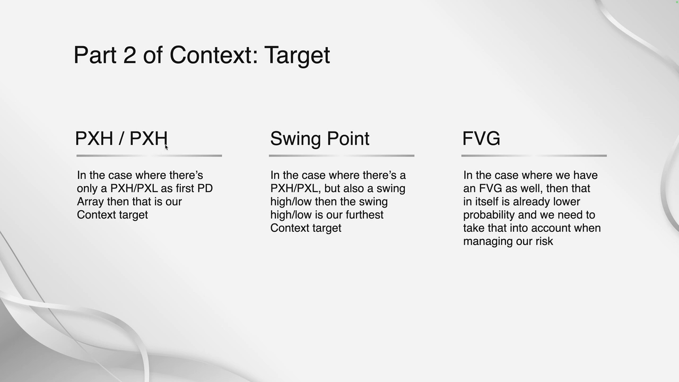A little typo, excuse me for that. Then, in the case where there's only a previous candle high or previous candle low as the first PD array, then that is our context target.